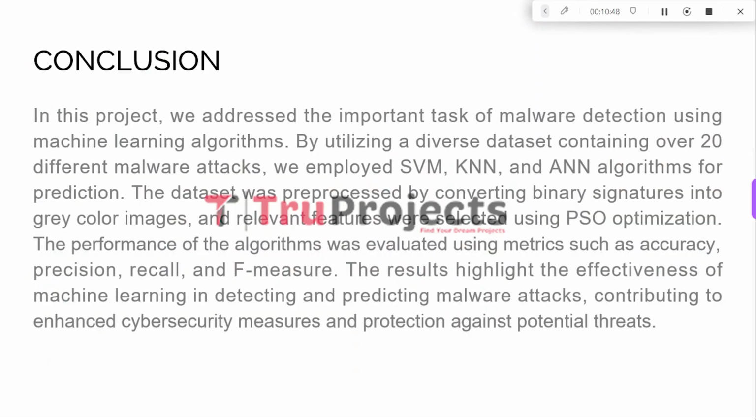In this project, we addressed the important task of malware detection using machine learning algorithms by utilizing a diverse dataset containing different malware attacks. We employed SVM, KNN and ANN algorithms for prediction, and the dataset was preprocessed by converting the binary signatures into gray color images, and relevant features were selected using PSO optimization. The performance of the algorithms was evaluated using metrics such as accuracy, precision, recall, and F-measure, and the ANN with PSO optimization gives more accuracy when compared to the other models.